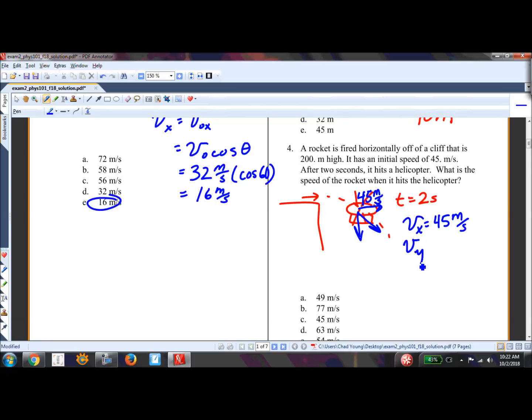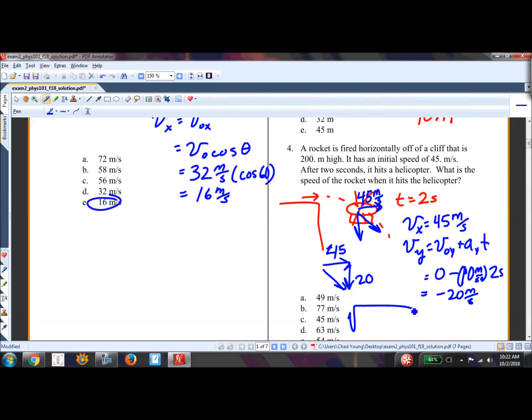Now I need to also find Vy. It's going to be equal to V naught y plus Ay times t. That's 0 minus 10 meters per second squared, that's g. Or the acceleration due to gravity is negative 10. It's not g, it's a sub g. Times 2. So Vy is equal to minus 20 meters per second. That's a squared, that's 2 seconds. So I have a vector, 45 in this direction, 20 in this direction. I want to know what is that vector. So I do the square root of 45 squared plus 20 squared.